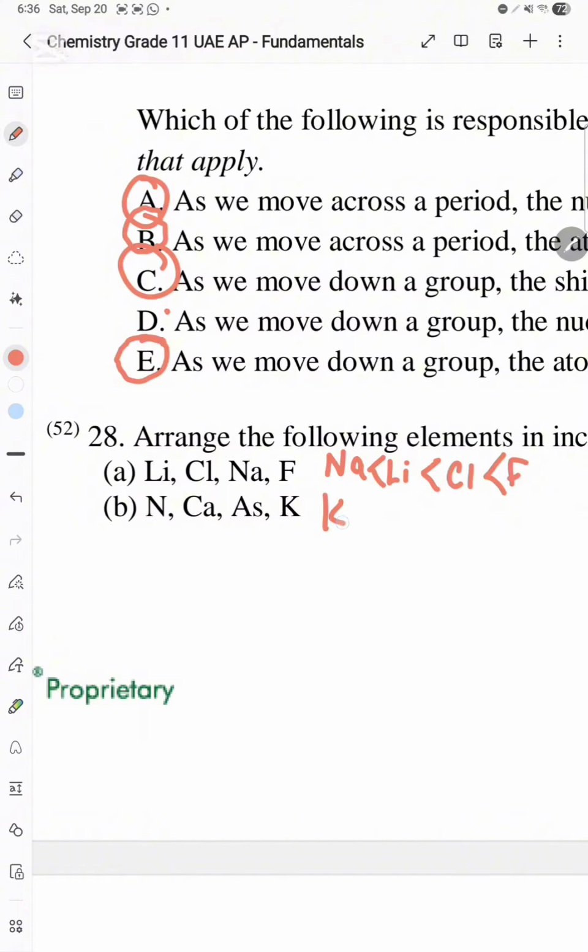Now here, same thing, K, then Ca, because K is to the left of Ca on the periodic table, then As, then N, because N is way more electronegative than As.